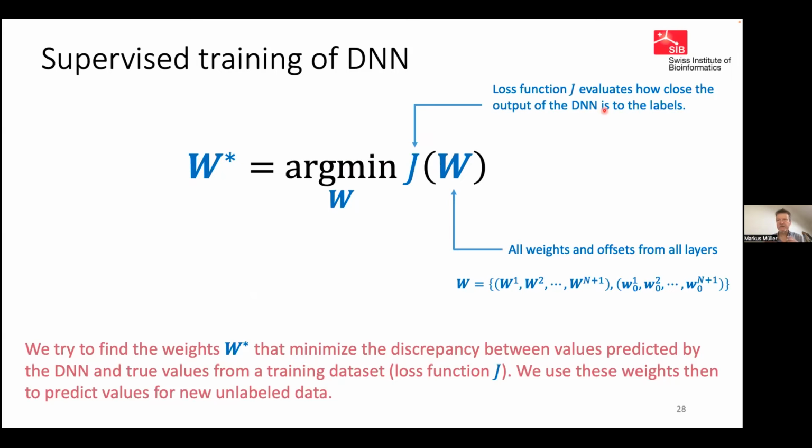If we have perfect prediction, then the loss is zero. If we have bad predictions, then the loss will be really high. So we want to minimize that loss. And then once we learned these optimal weights here, we will use these weights to predict with the model on an independent test.